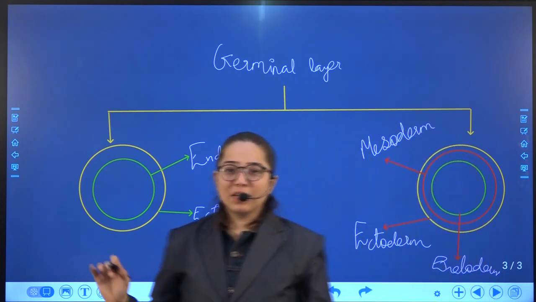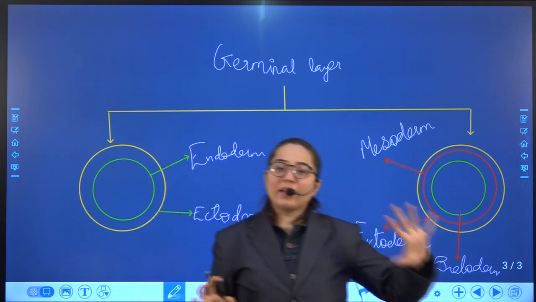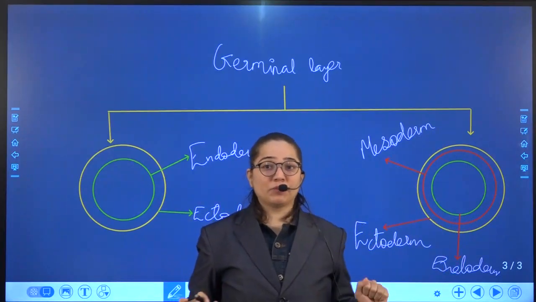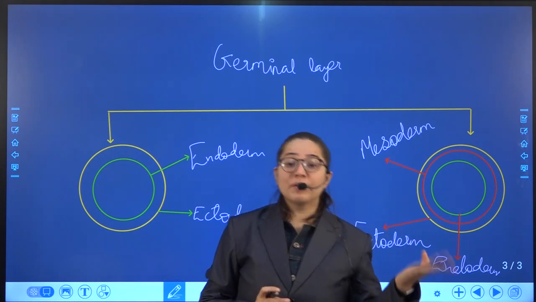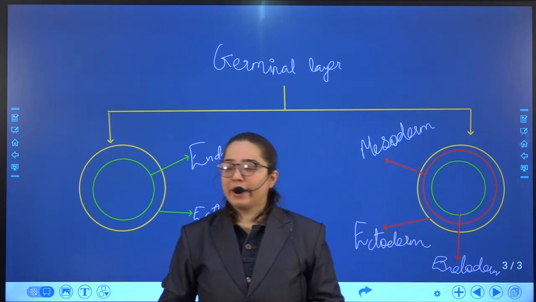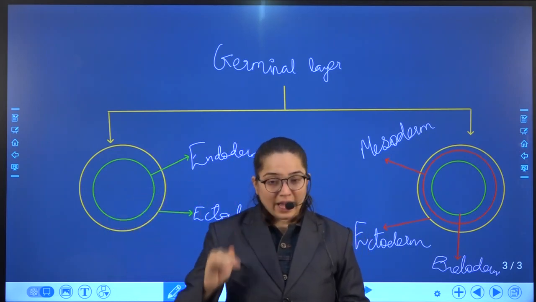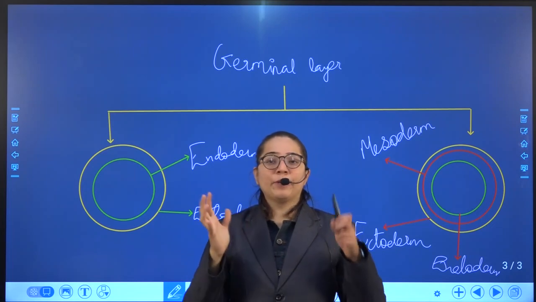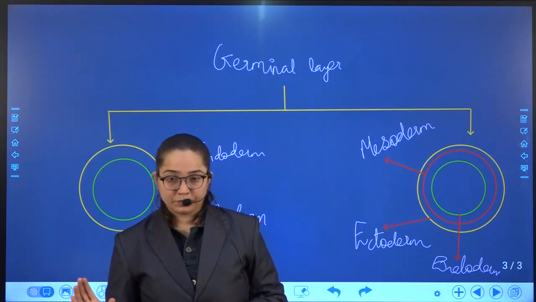So as far as germinal layer is concerned, there are two types. Either any organism can be diploblastic or triploblastic. Diploblastic means it is having two layers, ectoderm and endoderm. Next, three layers, then it is triploblastic, that is ectoderm, endoderm, and in between them there is a mesoderm.